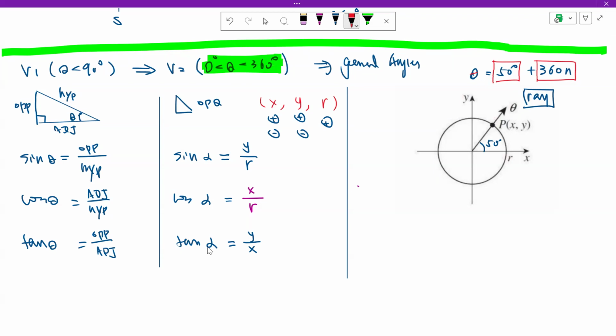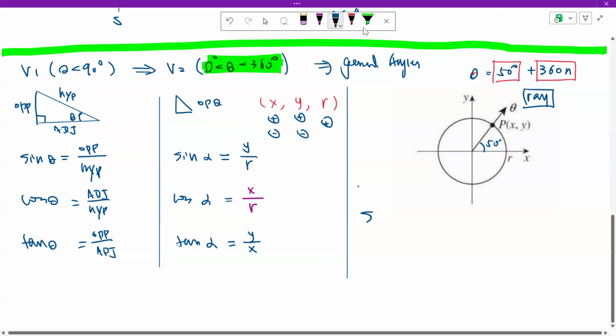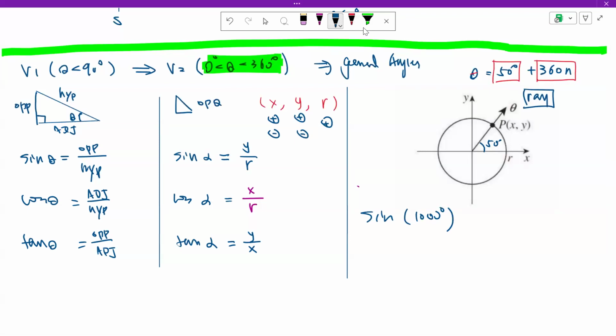So let's play around with this now. Say I'm asking you to do sine 1000 degrees, what are you going to do? The first thing first, I need to convert the 1000 degrees into something within 360. So I try to minus 720. Yeah, I can do that. So that becomes sine 280. Is that right? 720, 280, correct, because 720 is two times 360. So if I take away 720, what's left is 280.